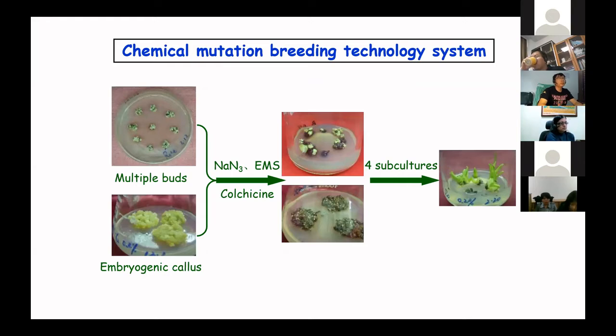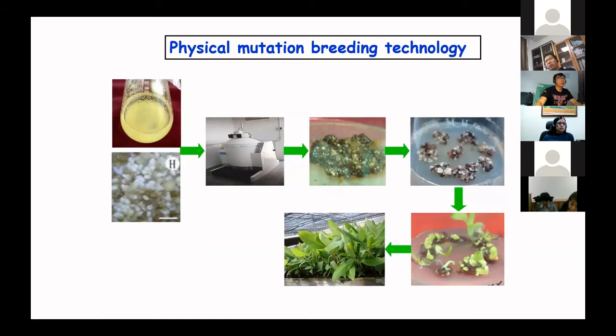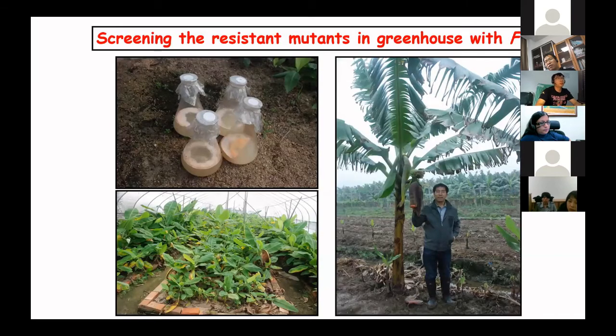For the breeding work, we are using mutation work. Dr. Uma also did similar work. We use chemical mutation using multiple bonds and embryo genetic colors. We use these chemicals to induce mutants or double the chromosomes. And we also use the physical mutation breeding technology to get the variation of types. But the work is very hard for screening in the field. So we use large scale field evaluation.